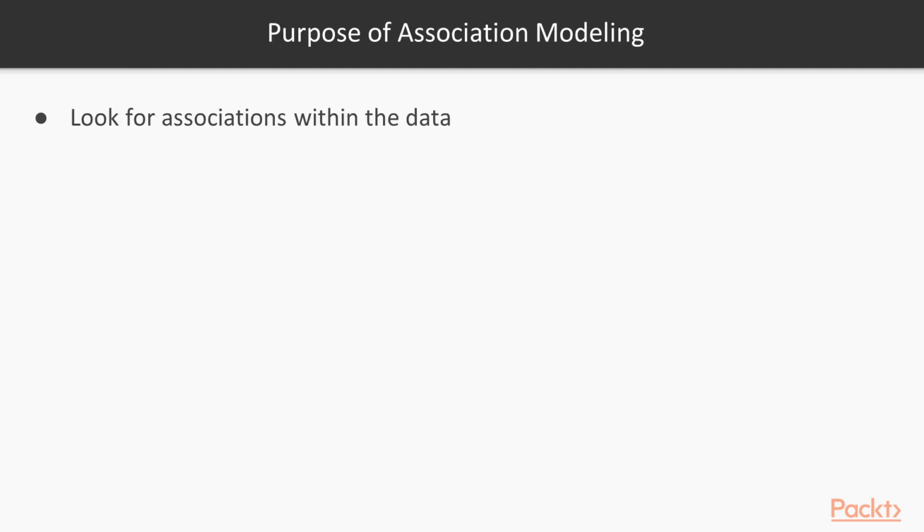So what is the purpose of association modeling? Well, the first thing is that it's going to look for associations in the data. What things tend to occur together?